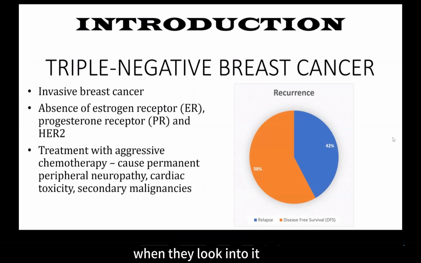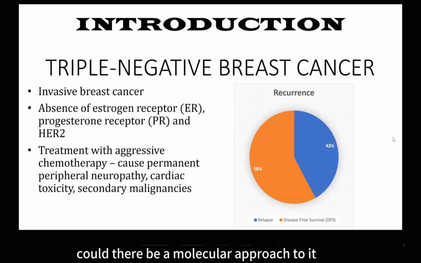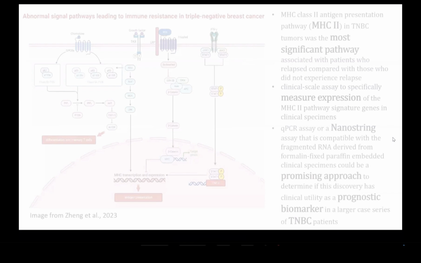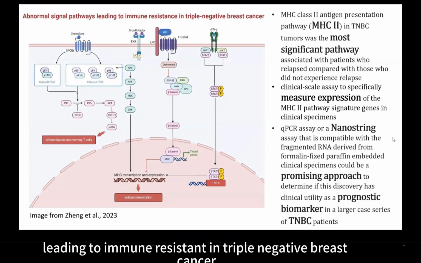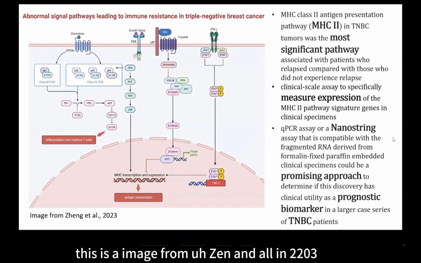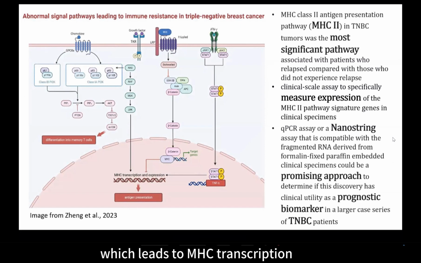When they looked into it, they were trying to figure out if there could be a molecular approach to it. They noticed that there was an abnormal signal pathway leading to immune resistance in triple negative breast cancer. This is an image from Zhang et al. in 2023. It shows that there's a signal pathway which leads to MHC transcription.